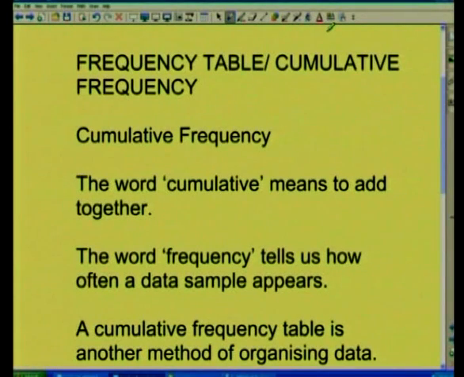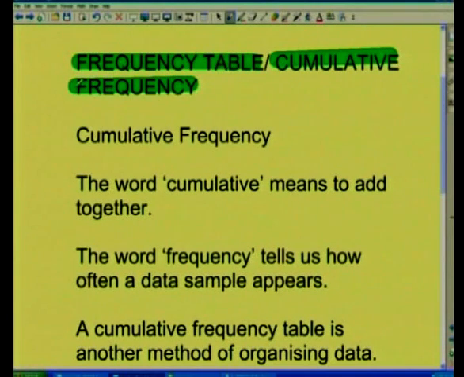One of the ways to represent this data is by using a frequency table. We're also going to be interested in calculating the cumulative frequency. Now, the word cumulative simply means to add together. So when you see that you need to prepare a cumulative frequency table, we're going to have to add some of the data together. The word frequency tells us how often a data sample appears. A cumulative frequency table is another method of organizing data.